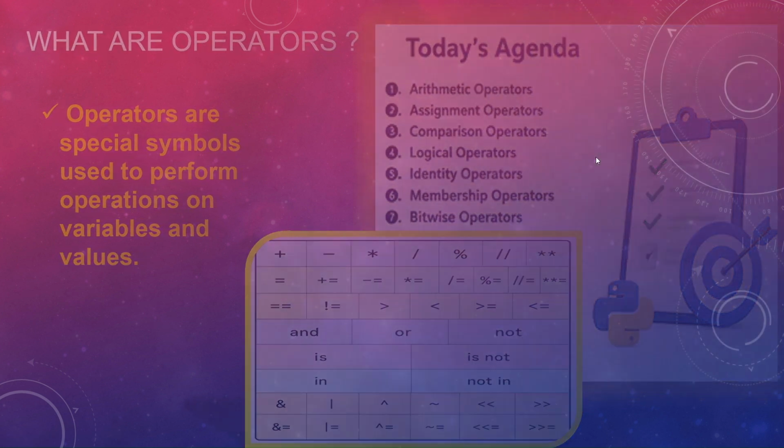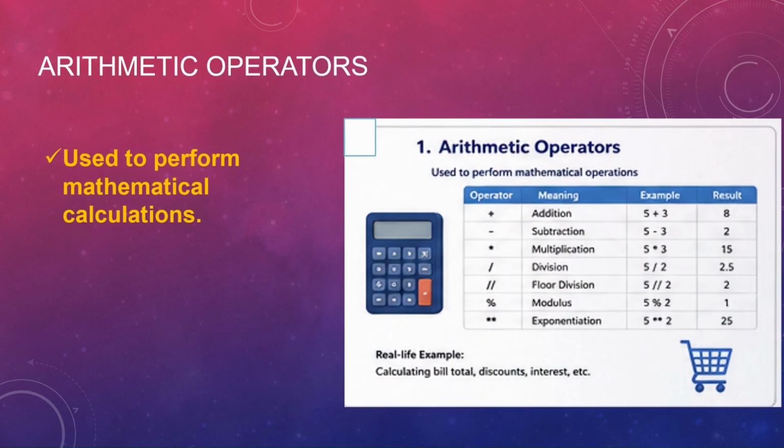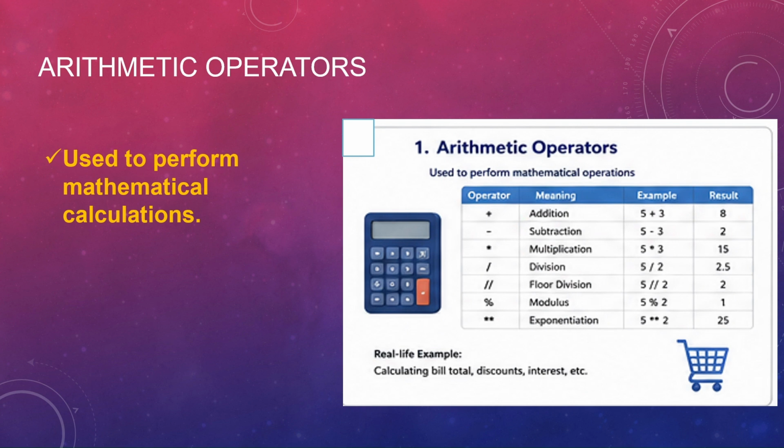To start with, arithmetic operators. We have seen from childhood that these are the operators used in mathematics. For the plus sign it is addition, minus is subtraction. These are used for performing mathematical calculations. Whenever there is a plus, it would be 5 plus 3, which is 8. This we have learned from childhood.